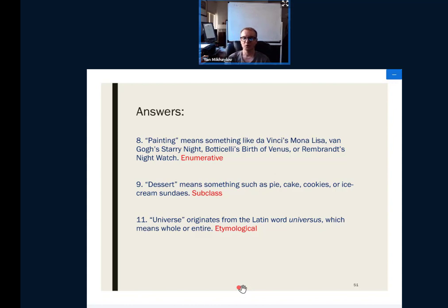Yes, just note that the number 9 is not enumerative. A pie, a cake, it's not a pie named Joe, it's not a cake named Peter, right? You are naming subclasses, not individuals. Note the difference with number 9. Painting means something like Da Vinci's Mona Lisa. There is only one Mona Lisa. There is only one Starry Night by Van Gogh. That's the important difference between subclass and enumerative, whereas there are plenty of pies, there are plenty of cakes. Each one of them is a subclass. So Christian gets this one too. That's the 3rd one for Christian. Good job.